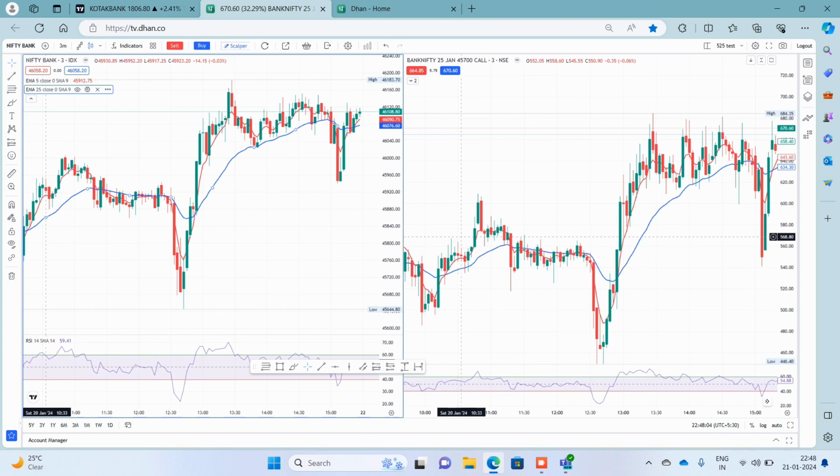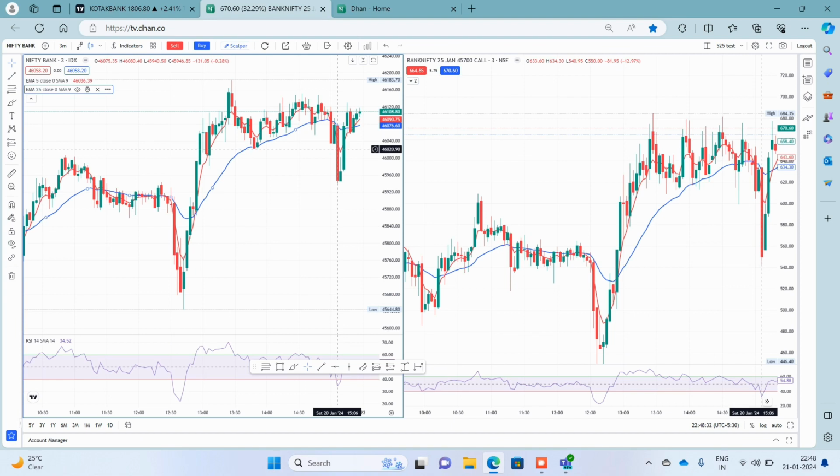I hope you like this strategy. So this is called the 5-25 strategy. We'll use 5 EMA and 25 EMA. 5 EMA will act as our entry towards long or short trades. 25 EMA will act as a support and resistance. When it is a long trade, it will act as a support. When it is a short trade, it will act as a resistance. This is a very simple strategy.